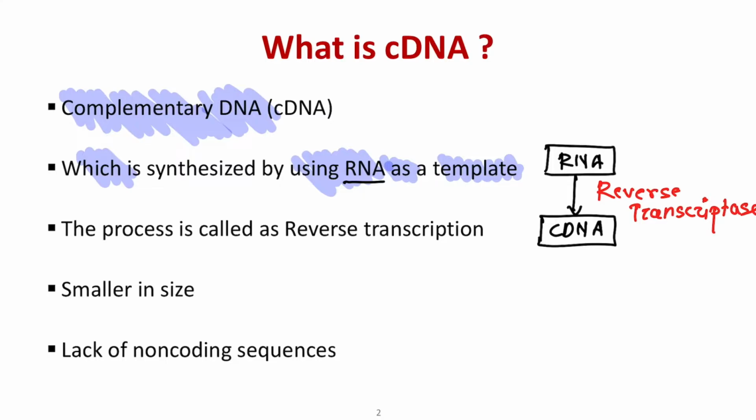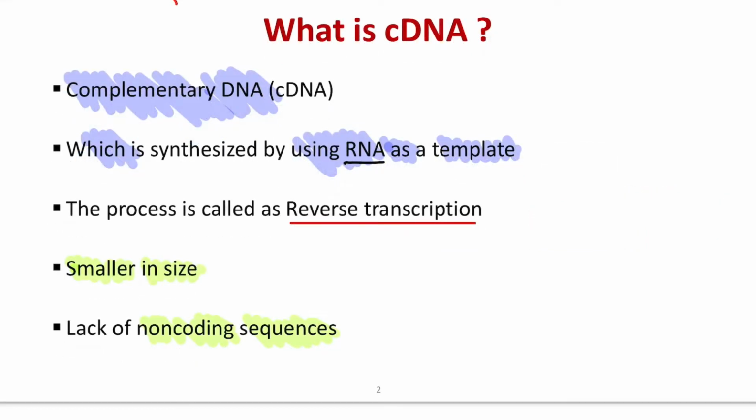I will explain in further slides what reverse transcriptase actually is. But right now, just understand that reverse transcriptase is a type of enzyme which reverse transcribes the RNA molecule into the complementary DNA. So this is how the cDNA is synthesized, and this whole process is called reverse transcription. The information which is present in RNA can be converted into the cDNA by using the reverse transcriptase. This is called reverse transcription.